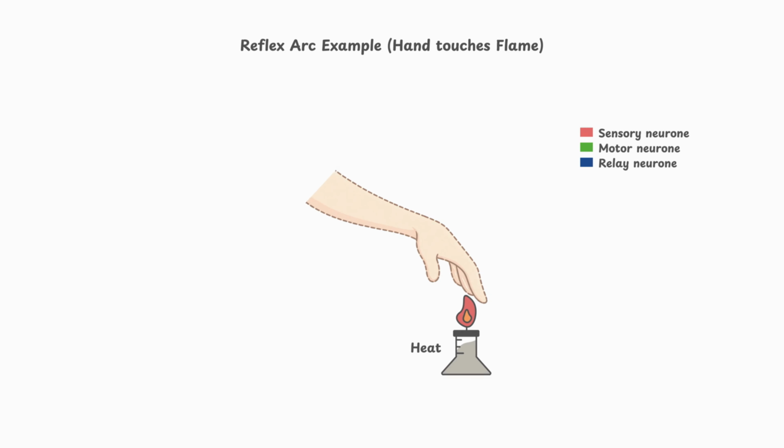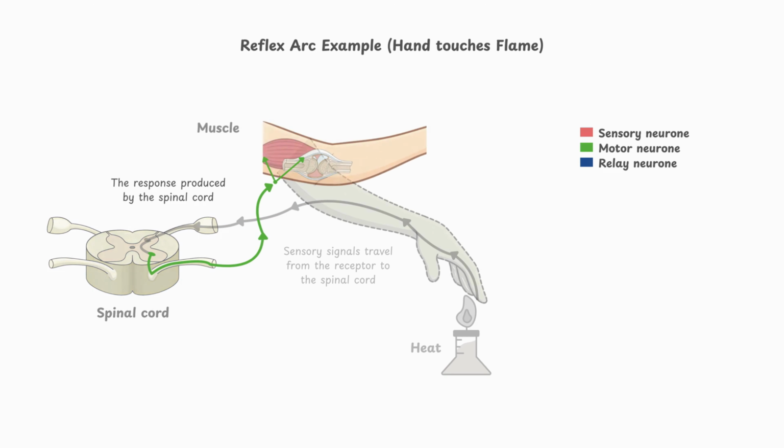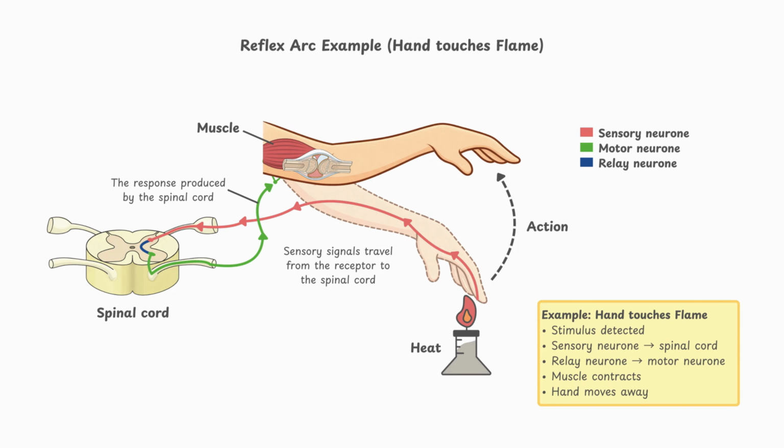Let's follow what happens step by step when a hand touches something hot. First, heat from the flame acts as the stimulus. Receptors in the skin detect this dangerous temperature change immediately. A sensory neuron then carries the nerve impulse from the hand to the spinal cord. Inside the spinal cord, the signal passes through a relay neuron, which quickly connects the sensory neuron to a motor neuron. The motor neuron carries the response signal to the arm muscles. These muscles contract, pulling the hand away from the heat before serious damage occurs. This entire process happens automatically and extremely quickly, without conscious thought, helping to protect the body from injury.